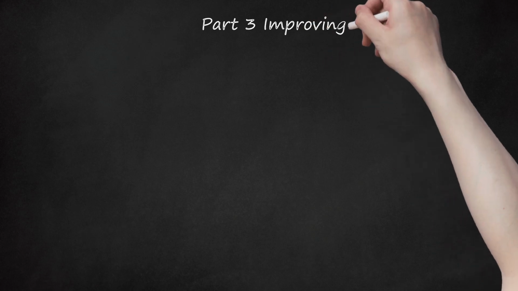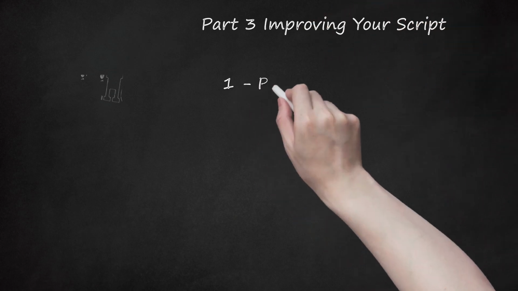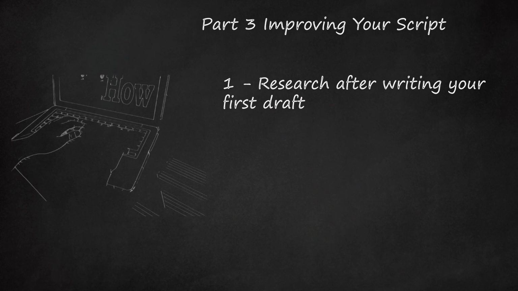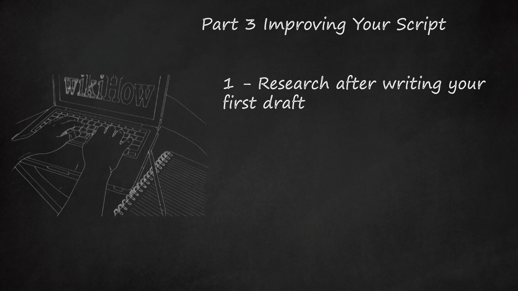Part 3: Improving your script. 1. Research after writing your first draft. Watch plays, TV shows, and movies which are similar to the work you've just written. Examine your own work in comparison to these others. Do you fall into too many tropes? Is your story overdone? See if you can find ways to distinguish yourself from these works.